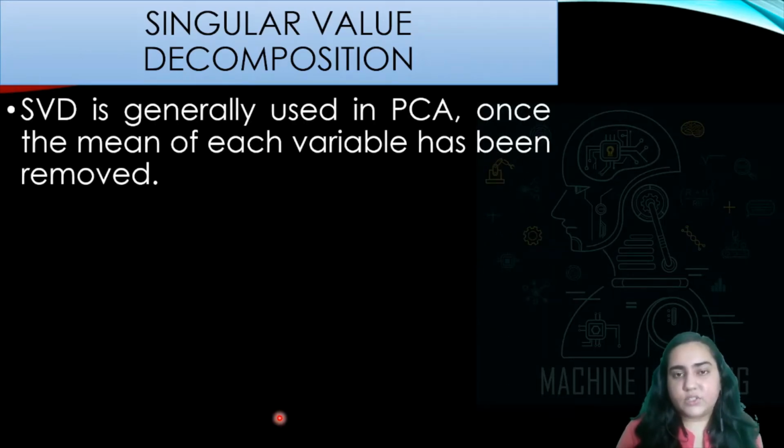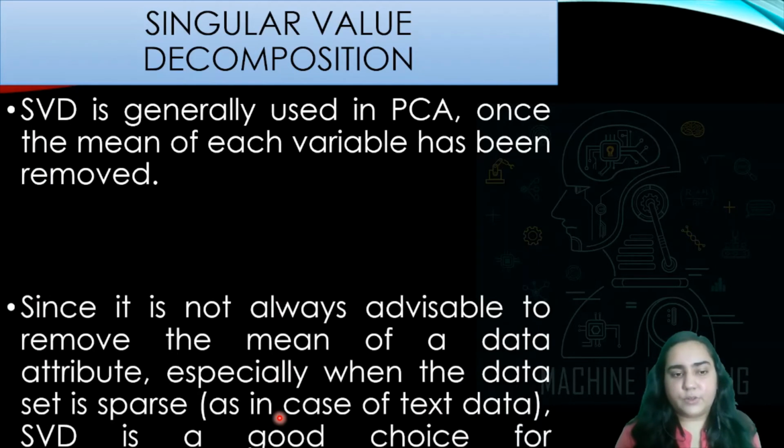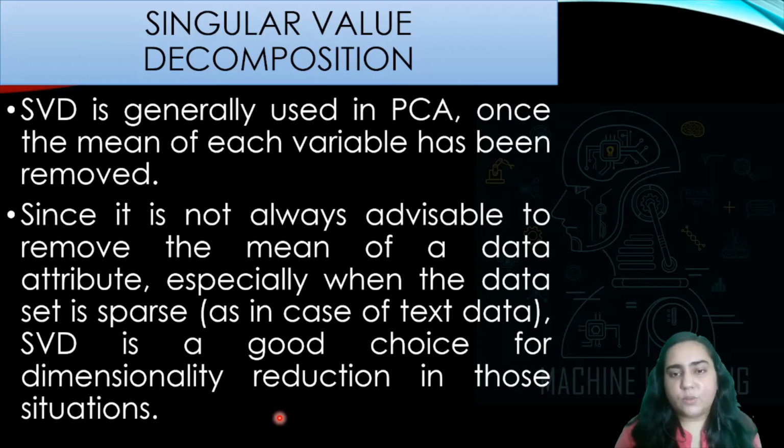So SVD is generally used in PCA once the mean of each variable has been removed. Since you could use SVD along with PCA to perform feature extraction. And it's not always advisable to remove the mean of a data attribute, especially when the data set is sparse. So if your data set is not very big, it's not advisable that you remove the mean of the attribute. So SVD is a good choice for dimensionality reduction in such situations where you have less number of columns in your data set.